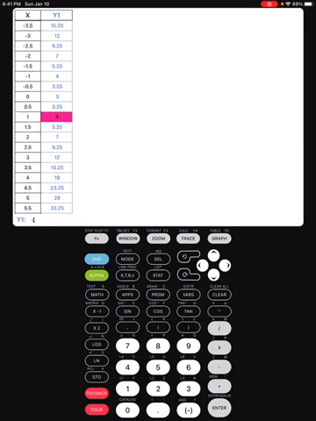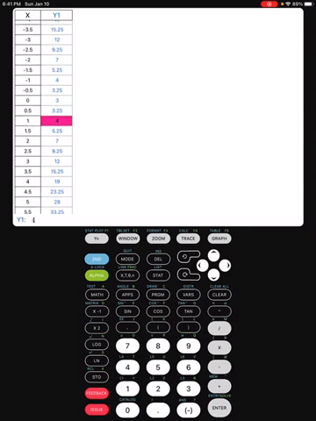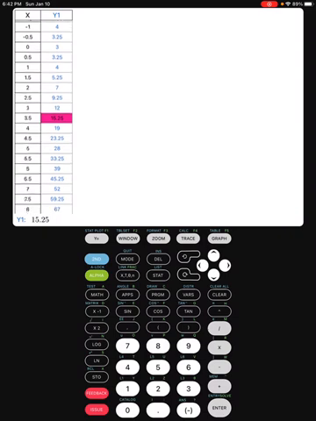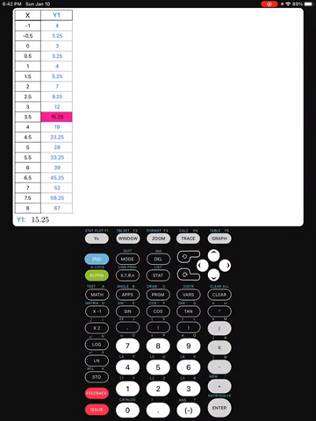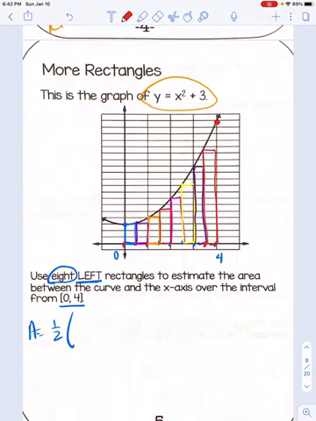So I am going to start with 0 again because I'm left-handed. So it starts with 0. So I'm going to do 3 plus 3.25 plus 4. And I'm going to go all the way to 3.5. Okay.